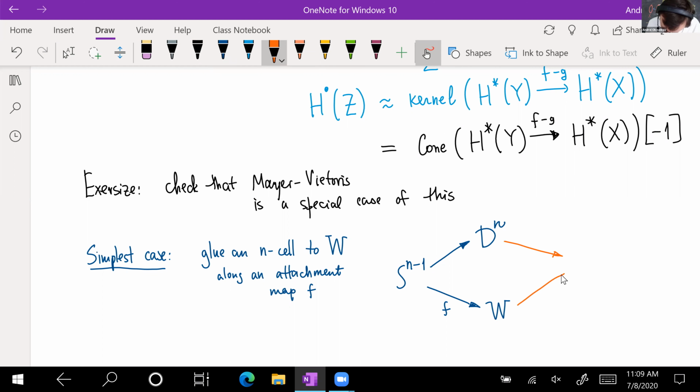So this is W with the cell glued. There is some notation for pushout, but what I really mean is just this pushout.